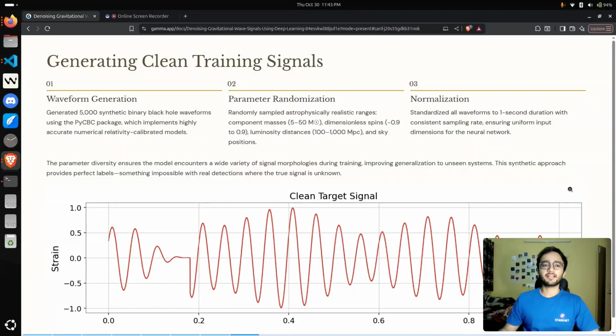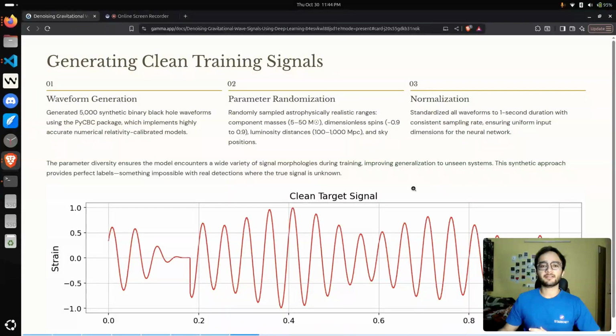Then I generated clean training signals. Real clean training signals cannot be fully obtained because there is no method yet to completely get clean gravitational wave signals. So the best way is to generate and model these signals on our own. I created a data set of about 5,000 clean target signals, which is coupled with the noise signals in order to create the actual data set on which the model is trained.